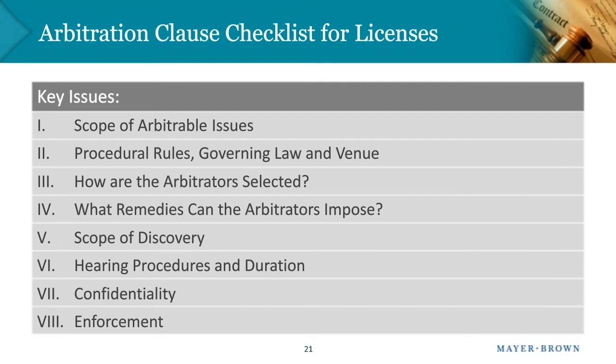The scope of discovery, as I mentioned before, you can make it very limiting or more permissive. The hearing procedures. How much do you want laid out ahead of time, and how much do you want to allow for the panel to decide once the dispute itself has arisen? And confidentiality, this is a big one that we'll talk about a lot later, but you need to think about that for both the proceeding and the award, and also about your options for enforcement.